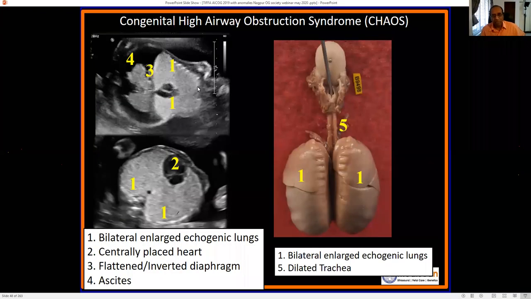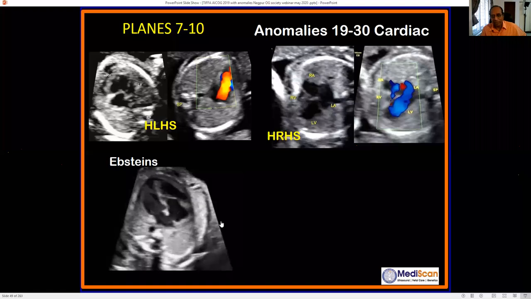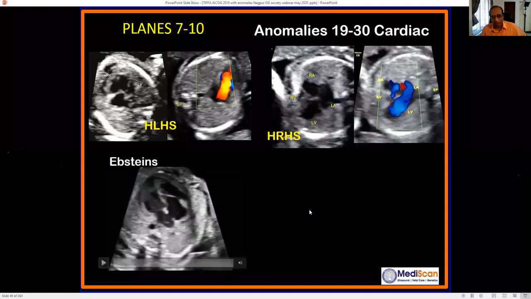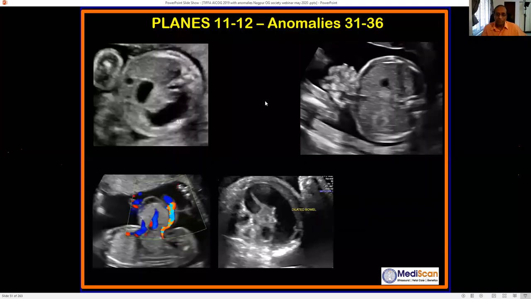Now, planes 7 to 10, the other cardiac anomalies, I'm not going to go into details, but certainly hypoplastic left heart, hypoplastic right heart, Epstein's anomaly, and various other cardiac anomalies can be diagnosed. Now, planes 11 to 14, you have ascites, small stomach, absent stomach, duodenal atresia, echogenic bowel, gastroschisis, omphalocele, bilateral renal agenesis, renal pelvic dilatation, all this can be seen.